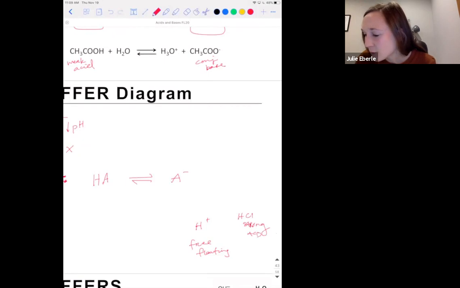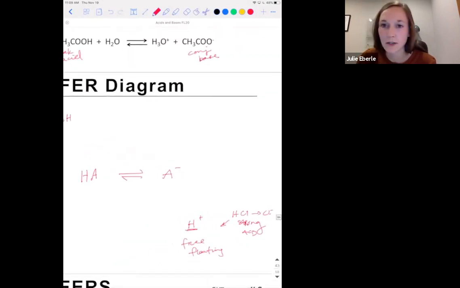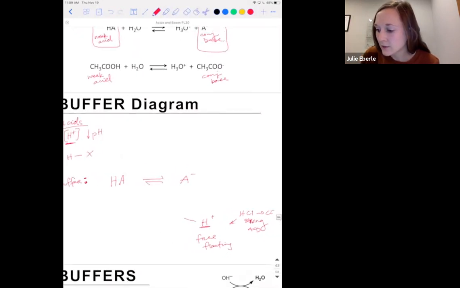added to solution. We know this dissociates into H plus and Cl minus, right? And so this is where this H plus comes from. Whatever acid we added, the H plus was created from that acid. Now, this guy is free floating and this conjugate base is going to come in and snatch it up. What do we make when we do that? We make more of our weak acid.